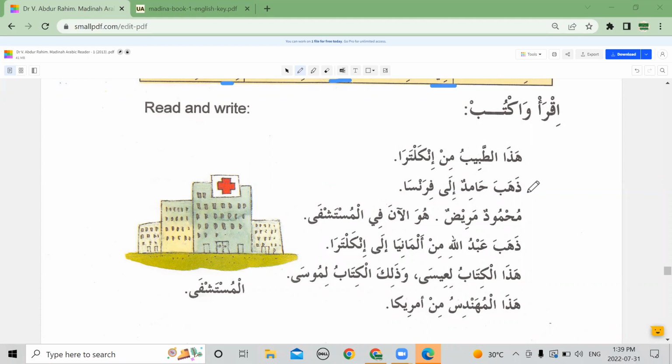Next. ذهب حامد إلى فرنسا. Good. Hamid went. Dhahaba means he went. Hamid went to France. Very good. محمود مريض. هو في المستشفى. Mahmoud is sick. Very good.